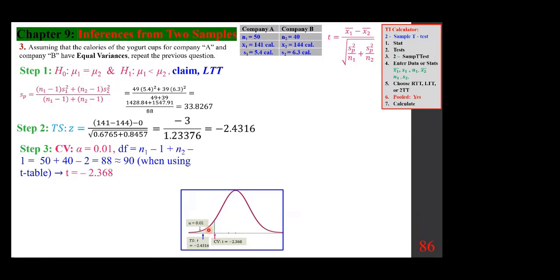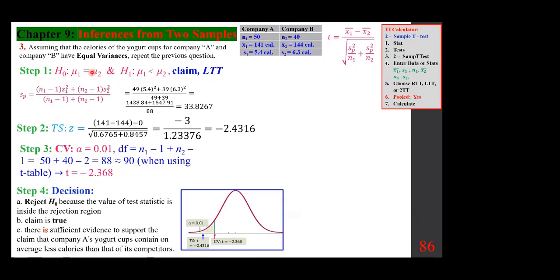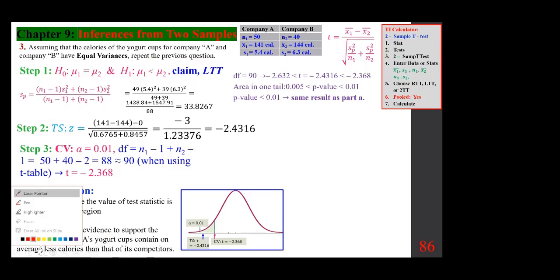We get a different result. If you are rejecting H0, you're accepting H1. The claim becomes true. There is sufficient evidence to support the claim that company A's yogurt cups contain on average less calories than that of its competitor. We got completely a different answer. As far as the p-value is concerned, again, if we want to know what the p-value is from the graph here, that means area to the left of the test statistic.